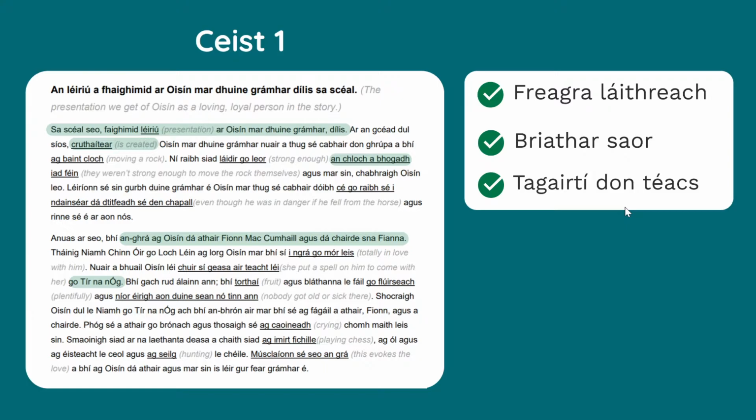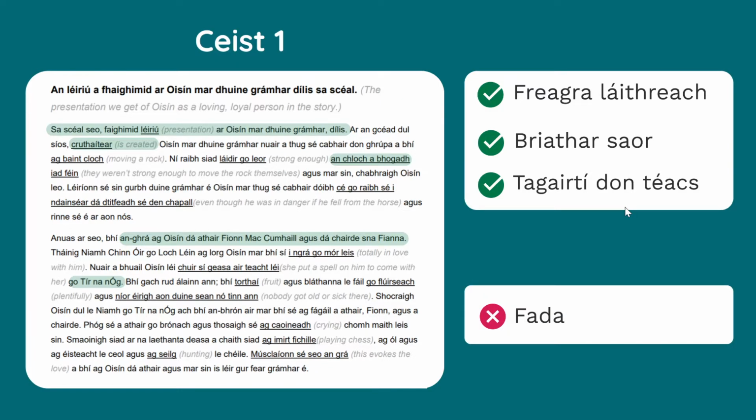Then tagairtí don téacs. There are loads of references to events in the text throughout this answer, showing that the student studied extensively and knows exactly what they're talking about, isn't making points that are unsubstantial or not backed up by fact.